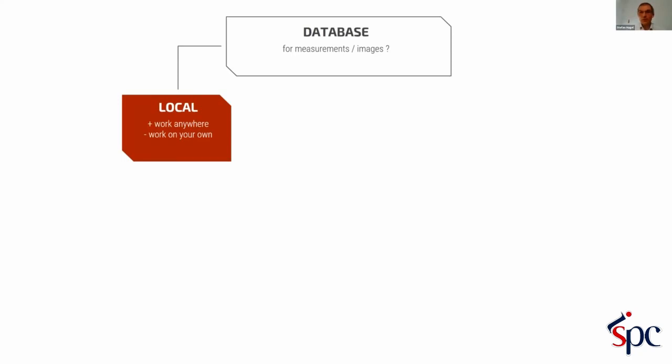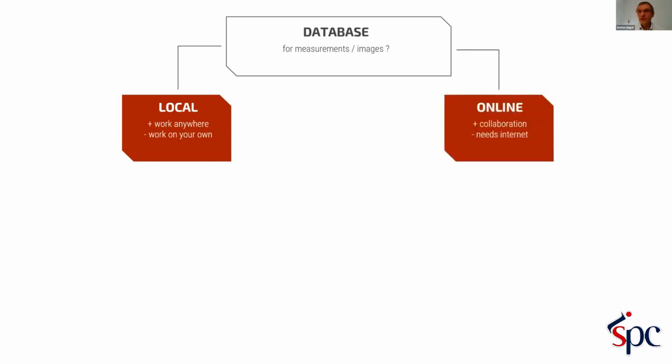That works everywhere. Take your computer with you, you have your database, you can work on it, you can enter data, but you need to work on your own necessarily. You're not connected to your colleagues working on the same database in different places. On the other hand, an online database enables collaboration, but it needs internet. And that may be a problem if you're sitting in the basement of a museum where there's perhaps no access to internet, or in some remote country where your access to internet is quite expensive.